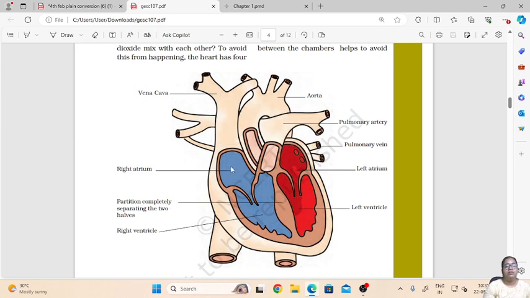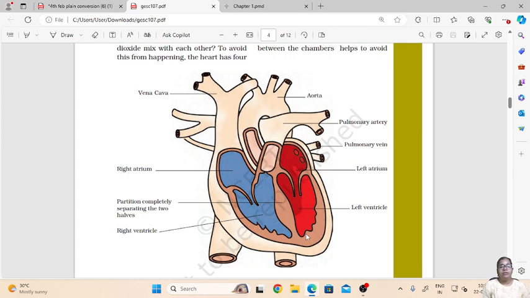So the heart consists of right atrium, right ventricle, left atrium, left ventricle, pulmonary artery, pulmonary vein, aorta, vena cava, and it is separated by a partition. The two chambers are separated by a partition so that the mixing of oxygenated and deoxygenated blood is prevented.